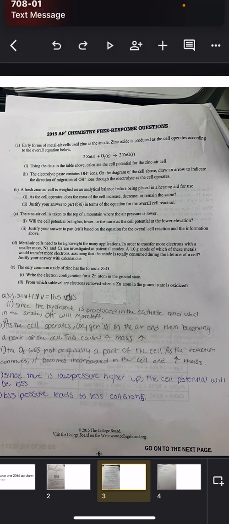Looking at part D, it says that metal air cells needed to be lightweight for many applications. In order to transfer more electrons with a smaller mass, sodium and calcium are investigated as possible anodes. A 1 gram anode of which of these metals would transfer more electrons, assuming that the anode is totally consumed during the lifetime of a cell? Justify your answer with calculations. So we would need to use dimensional analysis to figure out how many moles of electrons are being transferred by each metal to find out which one we would choose.